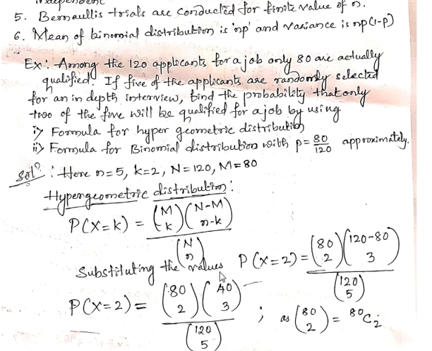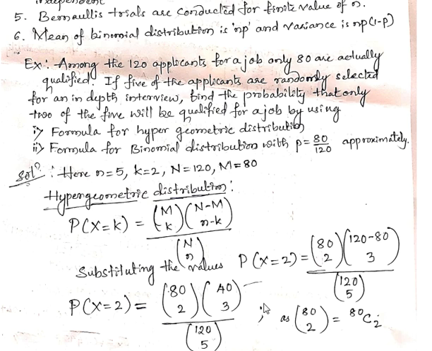So substituting these values, p of x, now k value is 2 because 2 of them are to be selected, 2 of the 5 are to be selected. So M is 80, k is 2, and these values would be 120 minus 80, and this is 3, n minus k, 5 minus 2, it is 3, and here also N is 120 and small n is 5.